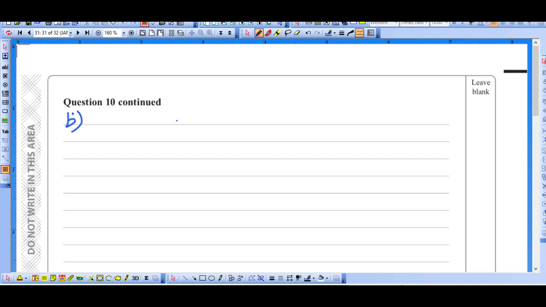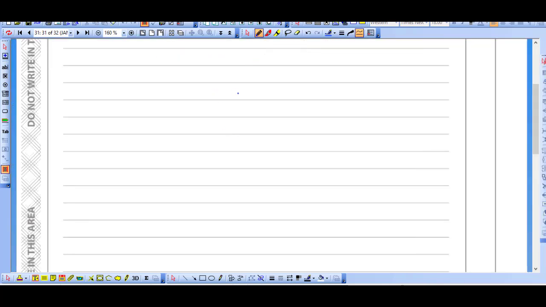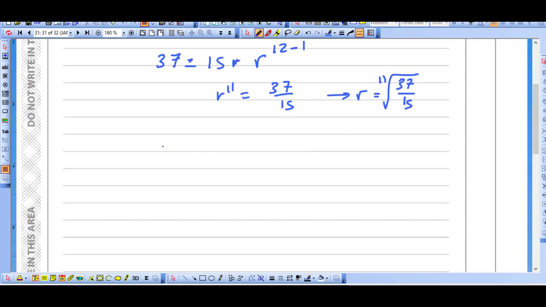So geometric series in plan B, so Un is equal to ar^(n-1), where a again is 15 and U12 is equal to 37. So now 37 is equal to 15 multiplied by r, which is the common ratio, to the power 12 minus 1. So now r^11 is equal to 37 divided by 15. So from here r is equal to the 11th root of 37 divided by 15.